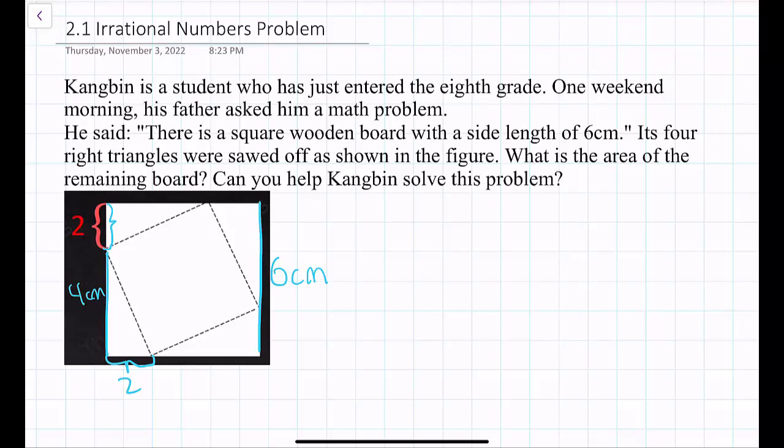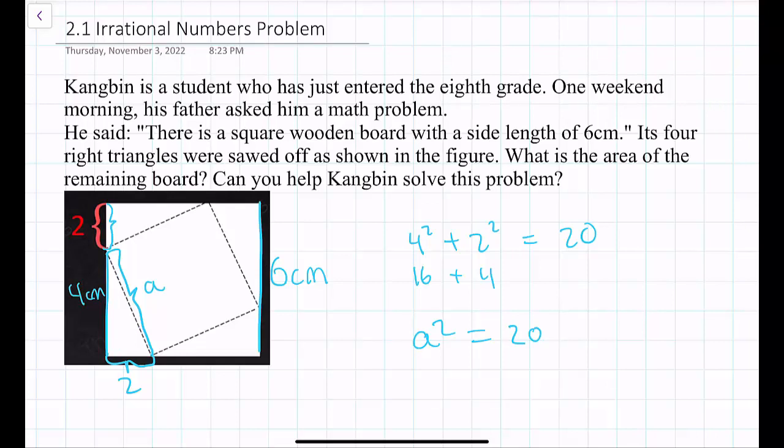And now we learned the Pythagorean theorem in the last unit, so we can use that to help us solve this problem. We have to find the side length of this smaller square. So 4 squared plus 2 squared equals 16 plus 4, which is the same thing as 20. And so let's say that this side is A. So A squared would equal 20.